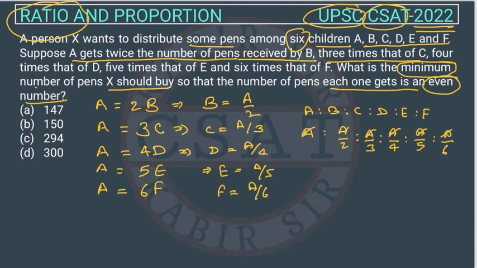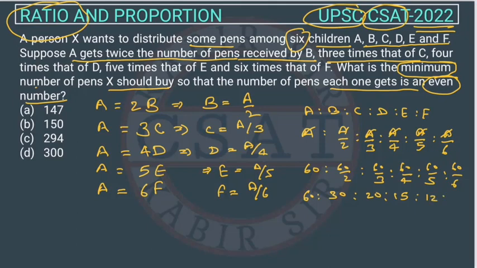So I will multiply all these numbers by 60, right? So this will be 60, this will be 60 by 2, and this will be 60 by 3, 60 by 4, 60 by 5 and 60 by 6, right? So this will become 60, 30, 20, 15, 12 and 10, right? So this is the ratio between A, B, C, D, E, F, right?